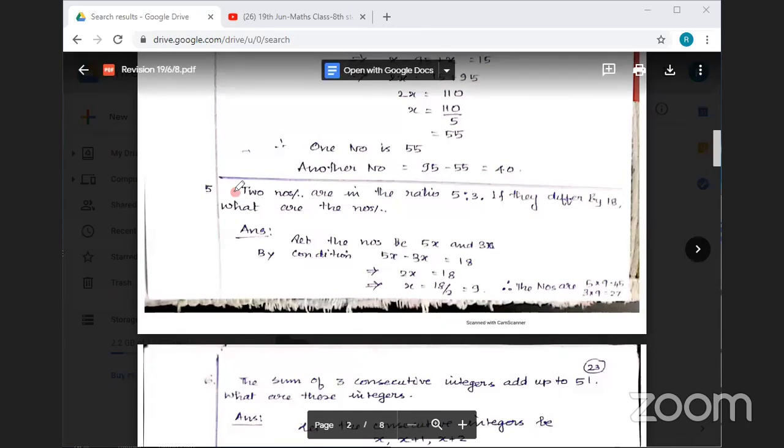Two numbers are in the ratio 5:3. If they differ by 18, what are the numbers?